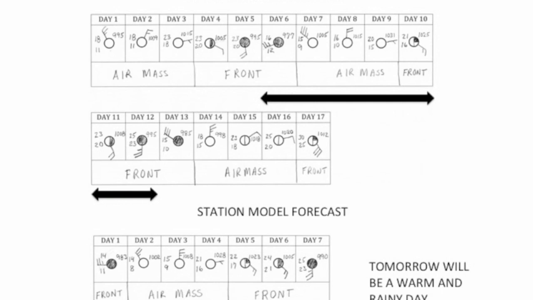On average, 1 or 2 students in each of the 2 classes were not able to complete this accurately. All of the rest of them, and these were classes of about 20 students, all the rest of the students were able to complete the exercise accurately and label the air masses and fronts.